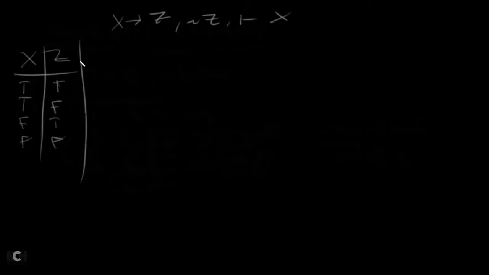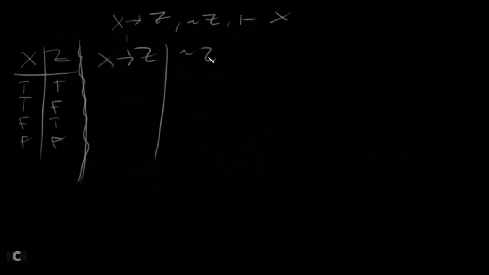So for this one, we got 2 variables, x and z. Not too much going on here. TT, FF, TF, TF. Alright, now let's look at the actual premises. X arrow Z, premise 1.